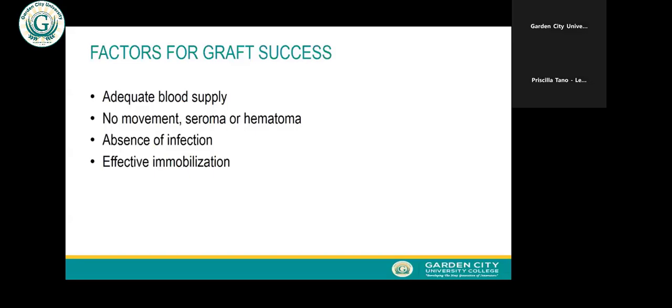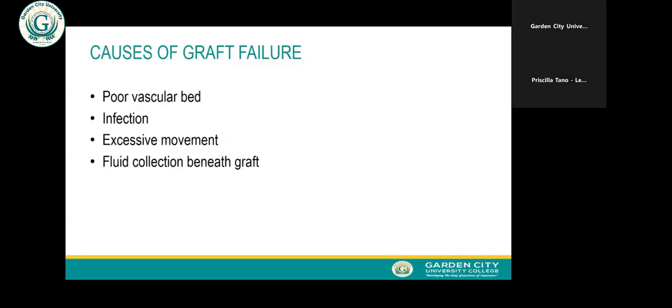That's great. So factors for graft failure: infection, excessive mobilization, inadequate blood supply, poor vascular bed. That's great. Thank you. So that's just about it, right?